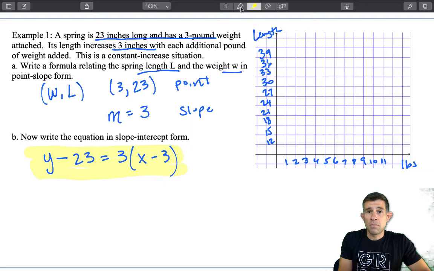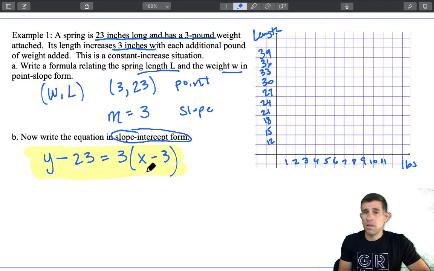Now you can see part B really wants me to write this into slope-intercept form. So in order to write this in slope-intercept form, we are going to get y by itself. In order to do that, we are going to distribute our 3 into the parentheses.